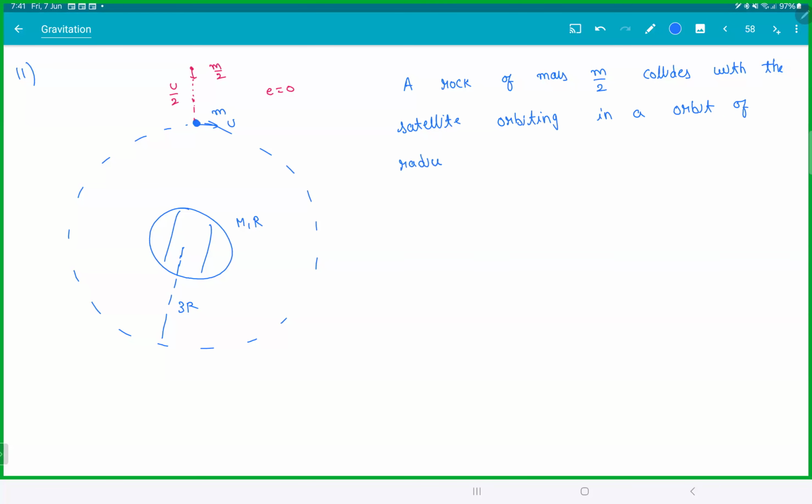Now here there is one word you have to be careful about. If I say it is orbiting in a radius of 3r, it means the distance from the center is 3r. Sometimes they will say it is orbiting at a height of 2r. That means it is r plus 2r. So be careful with that word. I saw many people getting trapped. If they say the satellite is at a height of 2r, he's saying from the surface it is 2r. If I say orbit of radius 3r, then it is done. So it's a perfectly inelastic collision. The rock gets stuck. Find the maximum distance of the satellite from the planet after collision.